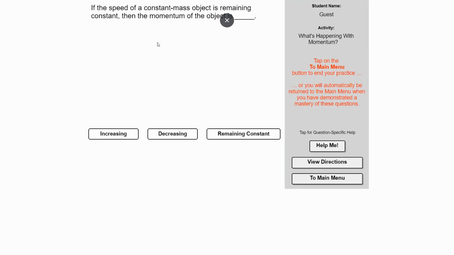Okay, if the speed of a constant mass object is remaining constant, the momentum is doing what? Yeah, should be remaining constant. Well, because obviously the mass isn't changing. And so if it's at a constant speed, the momentum should not be changing.